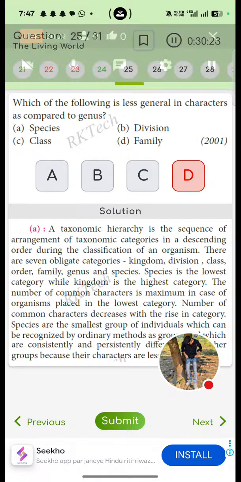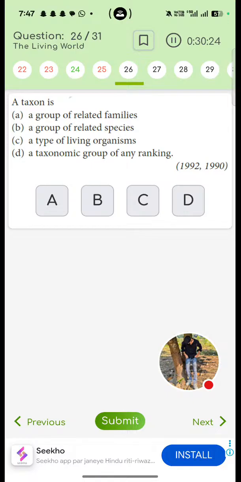Next question. A taxon is a group of related families, a group of related species, a group of a type of living organism, a taxonomic group of any rank. And the right answer is D. Taxon is a taxonomic group of any rank.